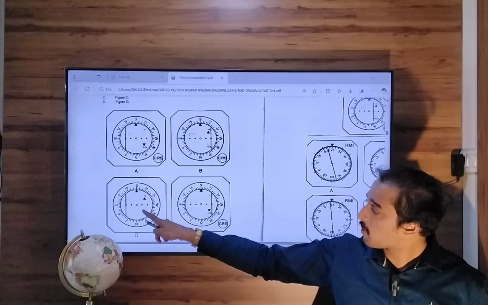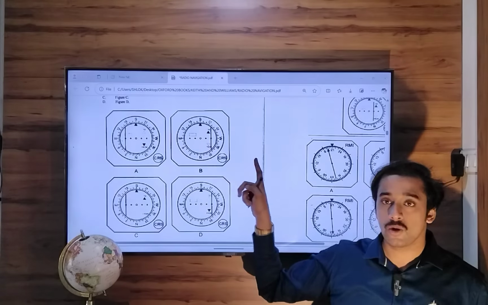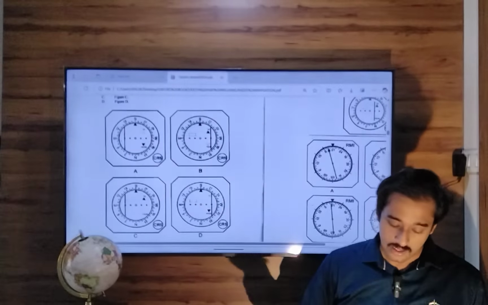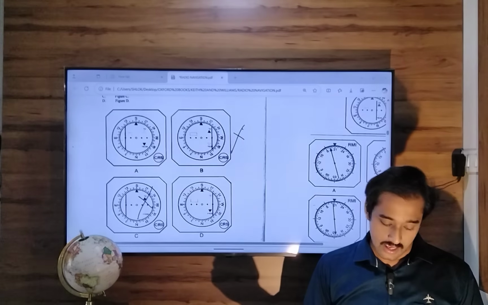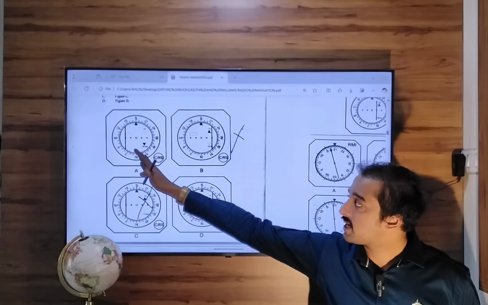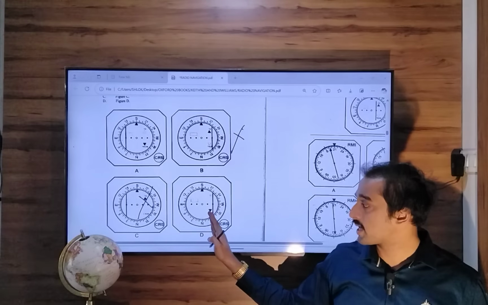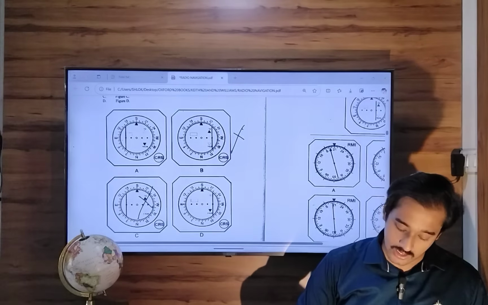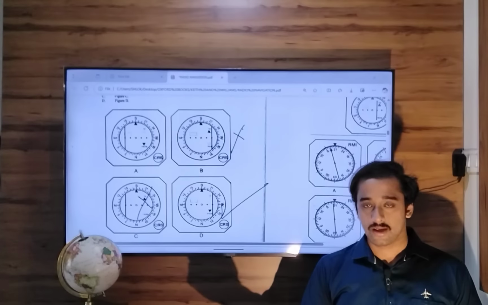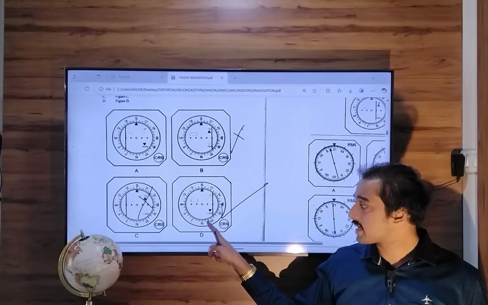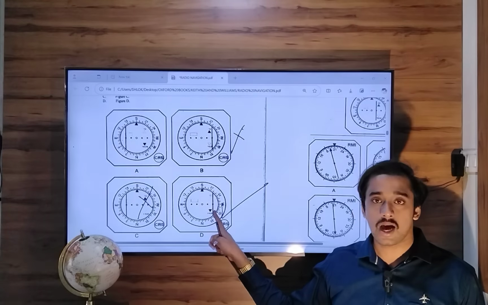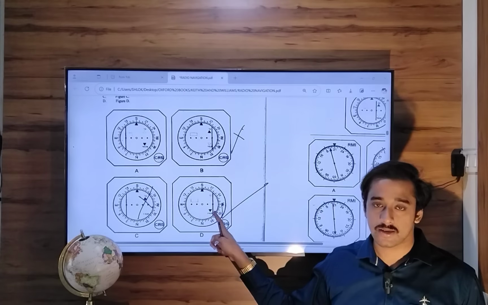In option Charlie and option Bravo, you are getting a TO indication. So Bravo and Charlie are wrong. In Alpha you are getting a left hand deflection. In Delta you are getting a right hand deflection. So Delta is the correct option. 180 OBS selection, FROM indication, and the CDI needle asking you to turn right hand side.